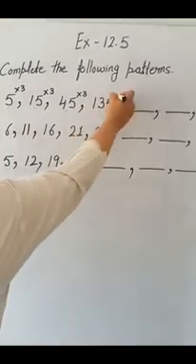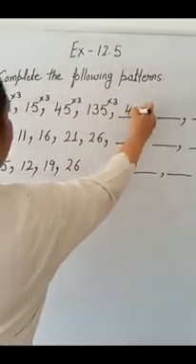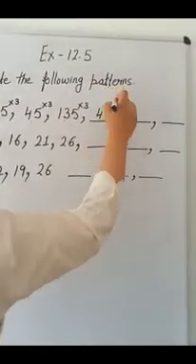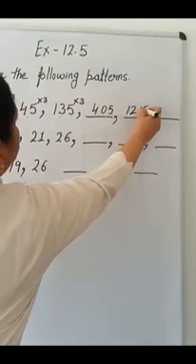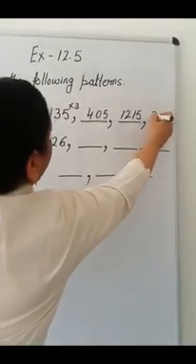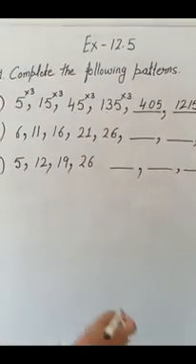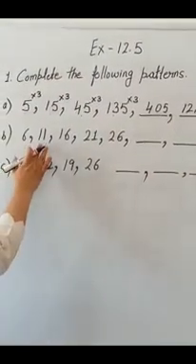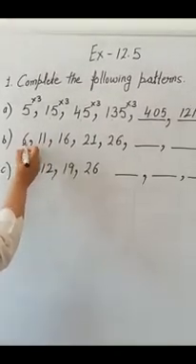Then 135 also multiplied by 3, the answer is 405. Then again 405 multiplied by 3, that is 1215. Then again multiplied by 3, that is 3645. Now in the next we will check the gap, 11 minus 6.